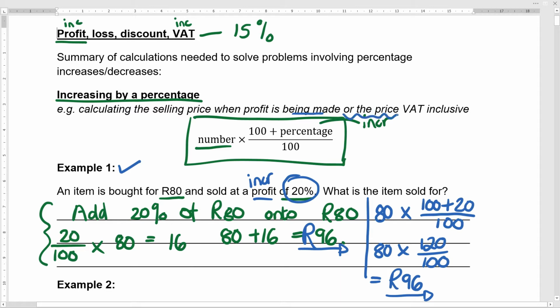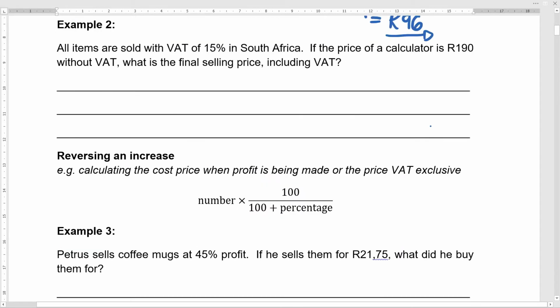Or maybe the way that they're going to phrase a percentage increase question is talking about something being VAT inclusive, which means that you get given an amount that does not have VAT added, and then you need to go and add it on. Example 2. All items are sold with a VAT of 15% in South Africa. If the price of a calculator is 190 Rand without VAT, what is the final selling price including VAT?